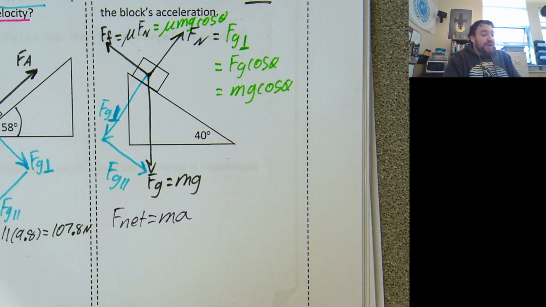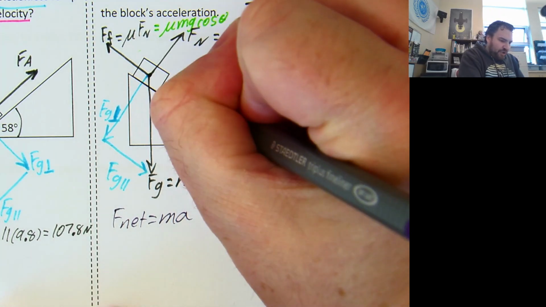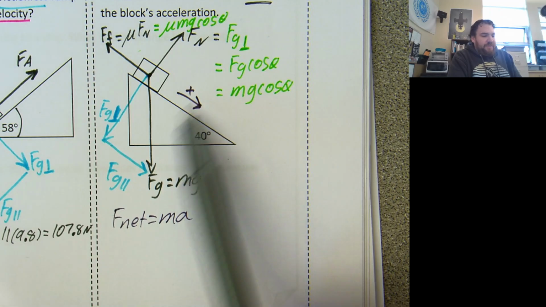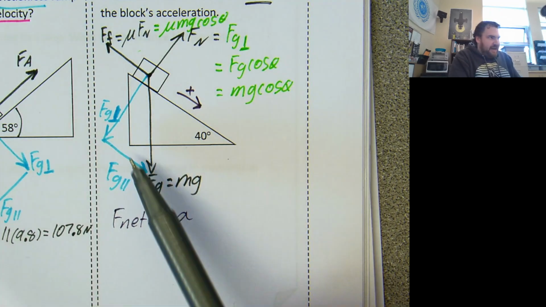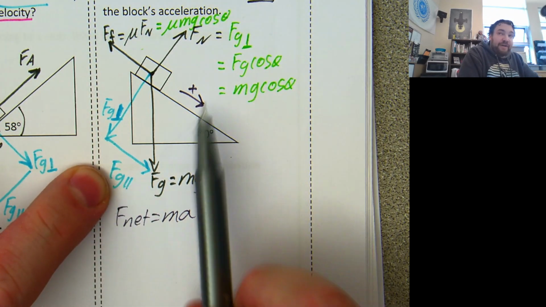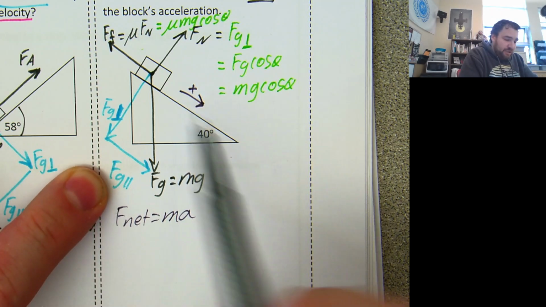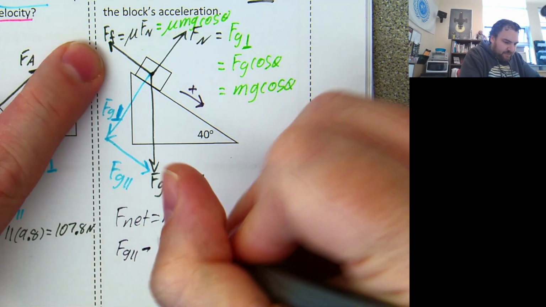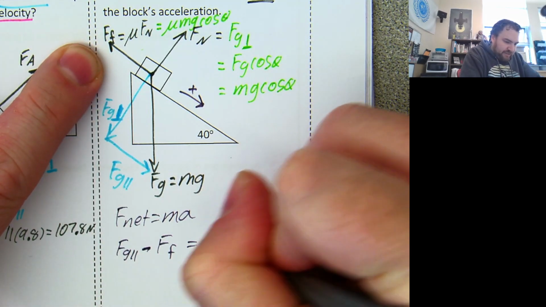Friction and parallel. Which way do you want to call positive? Now that we've got equal and opposite, we need a direction to be positive. Which way? Down the incline. Okay. We're going to call this way positive. So when I set up my F net equation, it's going to be all the positive forces minus the negative forces. This one acts in the direction that Kyle decided was positive. So we're going to have FG parallel minus the force of friction equals MA.